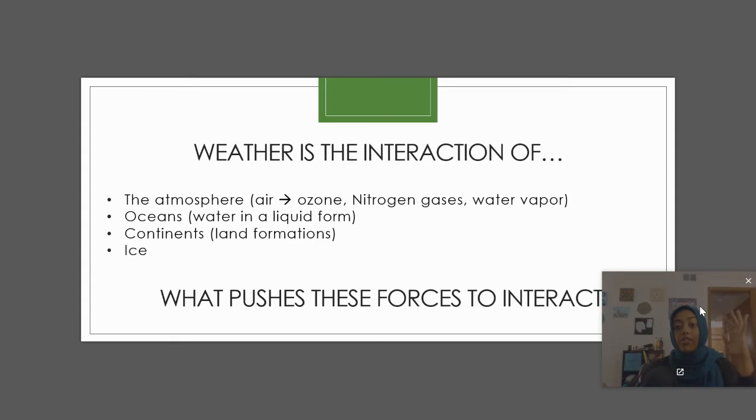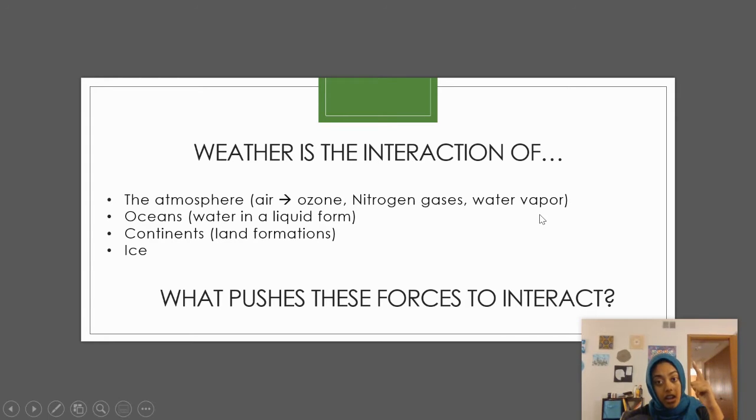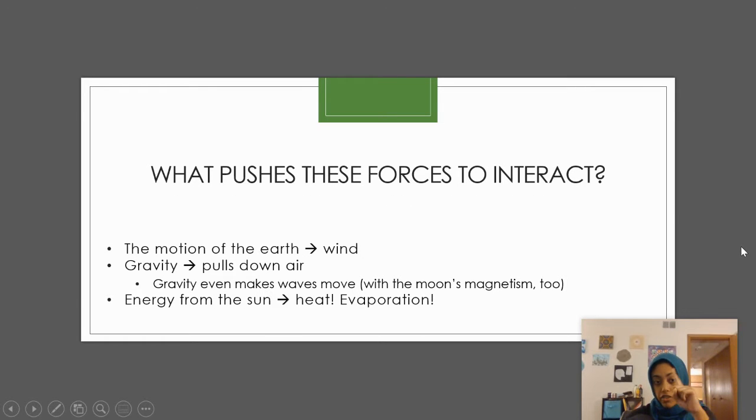Weather is when all of those climate factors interact, and well, not necessarily work together, but definitely interact together. So weather is when the atmosphere, the oceans, the continents, and the ice all interact. And it's not that they necessarily want to go hang out, right? It's not that the ice wants to go spend time with the oceans or the atmosphere. It's just that they're forced to interact because of the motion of the earth, gravity, and energy from the sun.